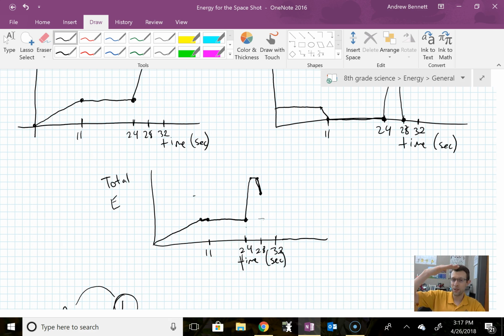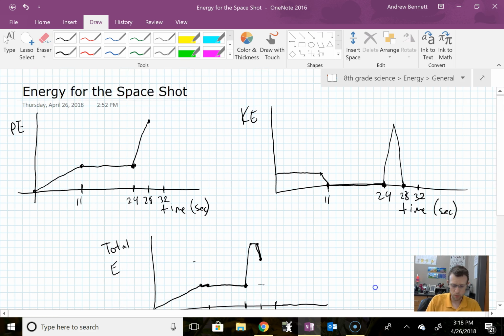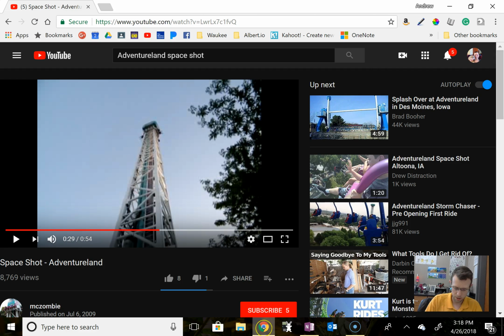Even though the kinetic energy is 0 for both, we have way more potential up top than we do down at the bottom. So more total energy still. All right. Next up, we've got from 28 to 32 seconds, and that's the trip back down. Let's take a look at that quick.